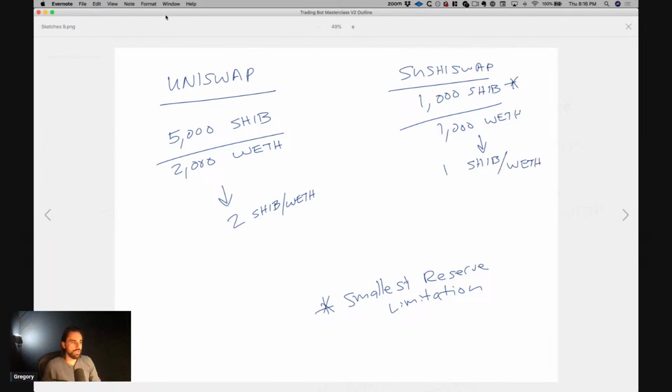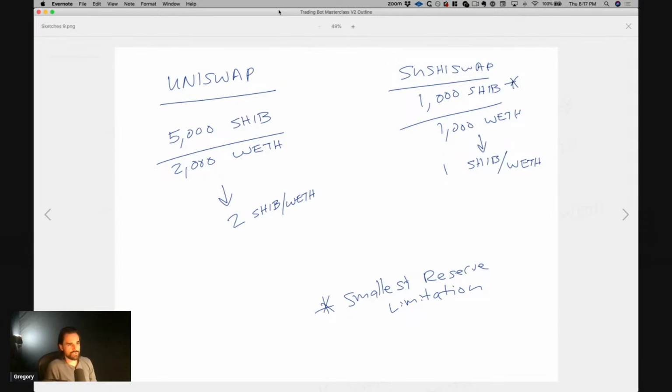Now, how many tokens can you actually trade? Okay, how many tokens can you do? We're going to be limited by the amount of cryptocurrency in those liquidity pools. Okay, so I want to talk about that. Again, earlier we were talking about liquidity pools.